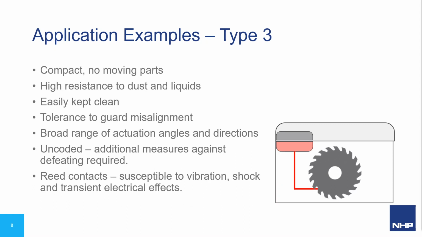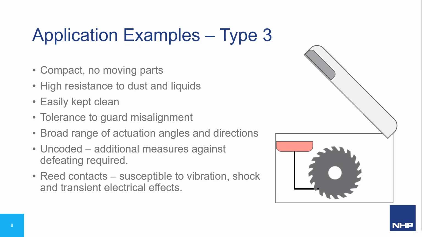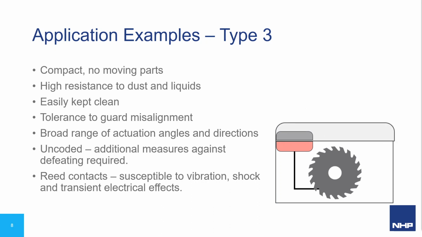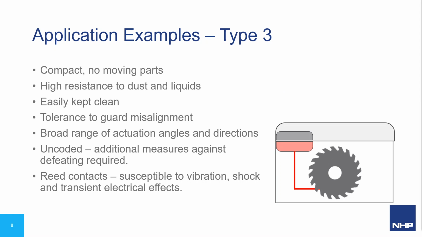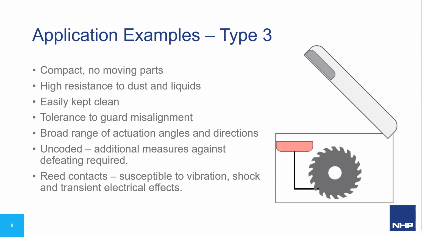The same application again, this time using a Type 3 device, for example a magnetic reed switch. This application has the advantage over Type 1 and 2 in that it does not require any physical contact with the switch and can be completely sealed. No liquids or debris getting into the switch housing. This is also much more resilient to misalignment and can be actuated from different angles. This lends itself to a variety of different applications other than the one shown.